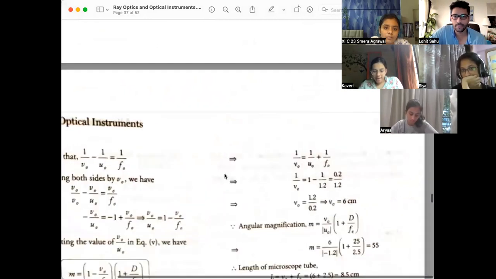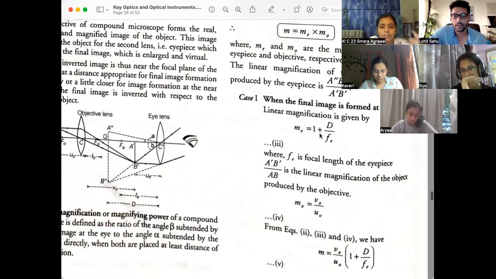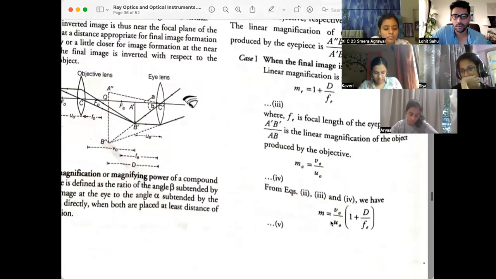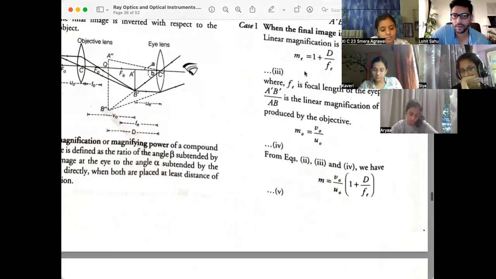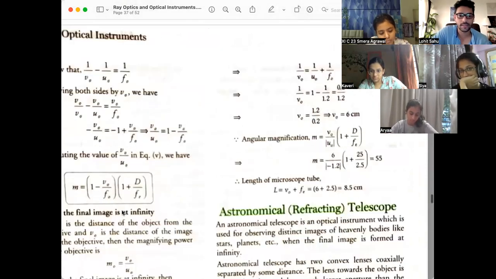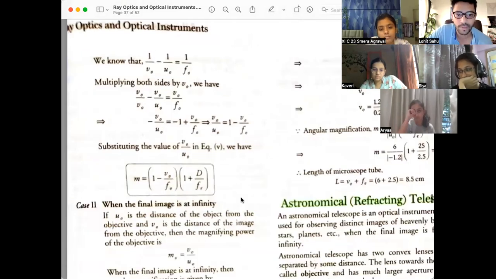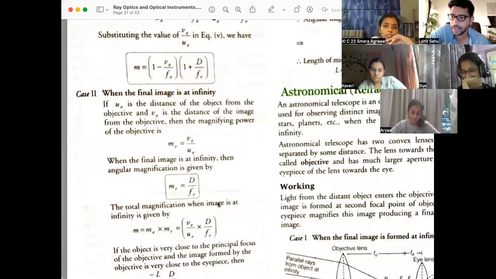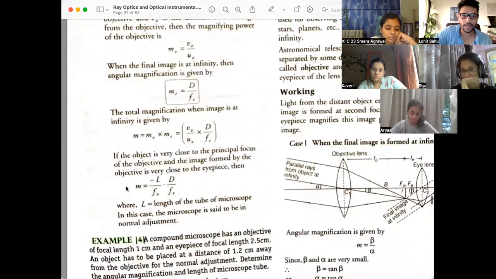Actually, this is also near point only. This is me, 1 plus D by fe. And the overall magnification is MO into ME, because I'm using two lenses. So this will come out to be 1 minus vO by fO into 1 plus D by fE. Okay. Ye derivation toh karne padenge. Aur ye derivation yaad karne wale hai. Matlab yaad karne wale in the sense you can get it in a flow. But it's a sequential derivation. When it is at infinity, this.